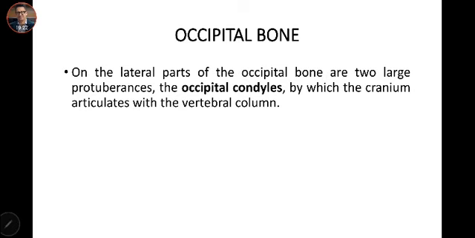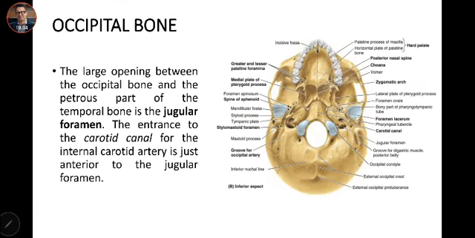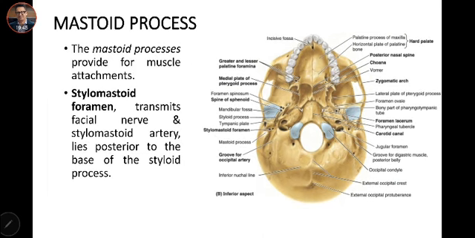I showed you the occipital condyles. Through these condyles, this cranium base is attached to your vertebral column, the C1 vertebra. So I also told you about this jugular foramen. I told you where it is present, and this is the jugular foramen.